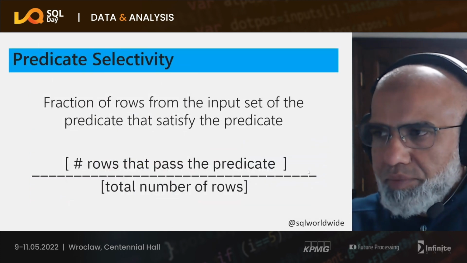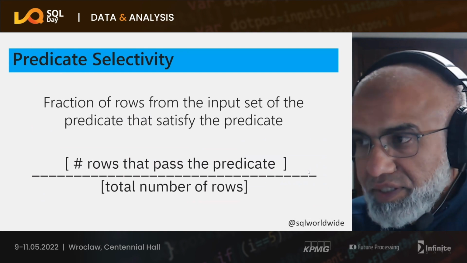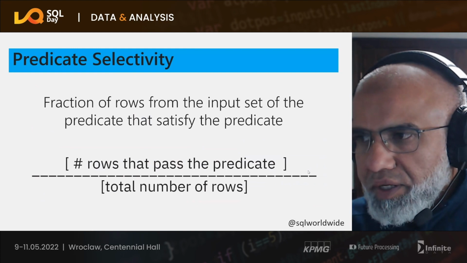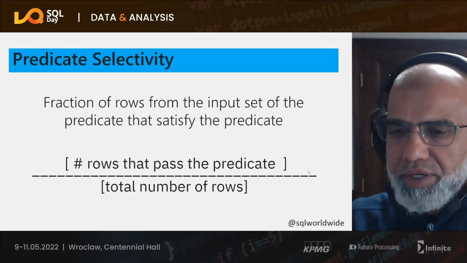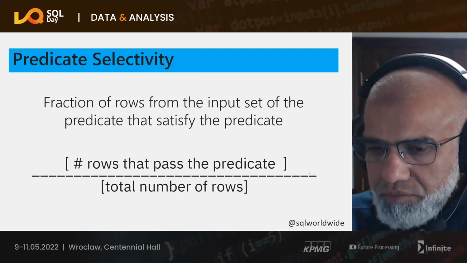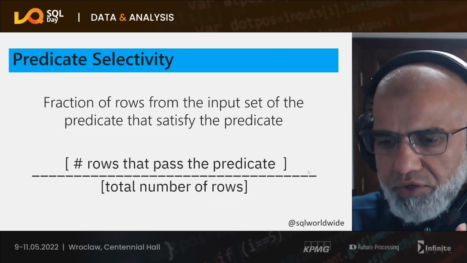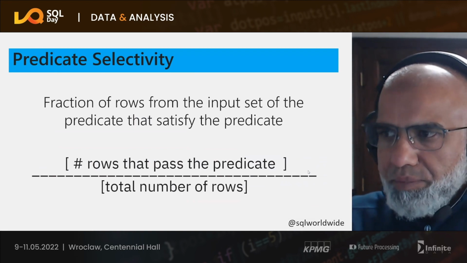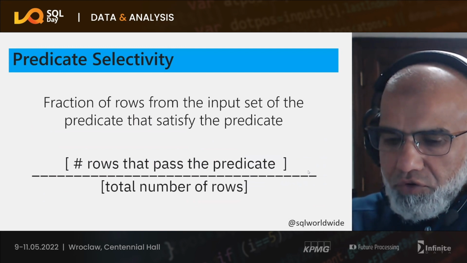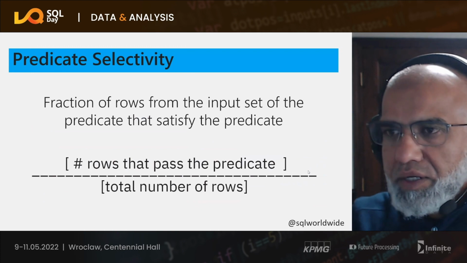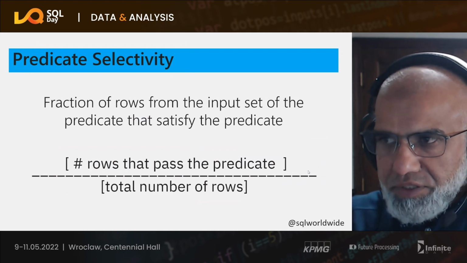Now after talking about predicate, we should also talk about predicate selectivity. And what does that mean? In simple English, it means that if I have an input set, a data set, or say a total number of rows or records in a table, with the predicate, the fraction of rows, or the percentage or the number of rows that qualify that predicate, that's the predicate selectivity.